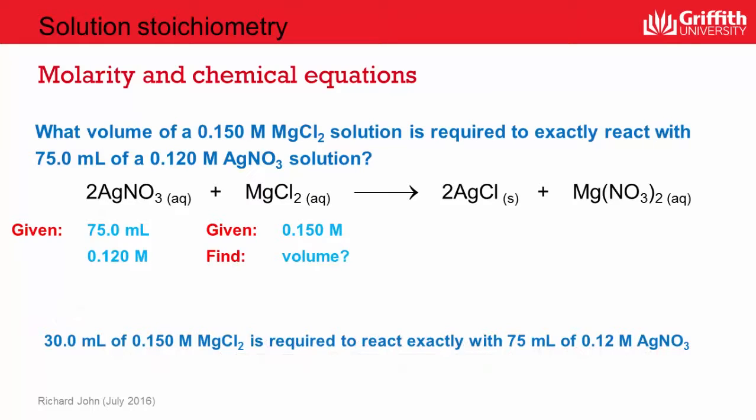So in summary, the answer to this question is that it takes 30.0 millilitres of 0.150 molar magnesium chloride to react exactly with 75 millilitres of 0.12 molar silver nitrate.